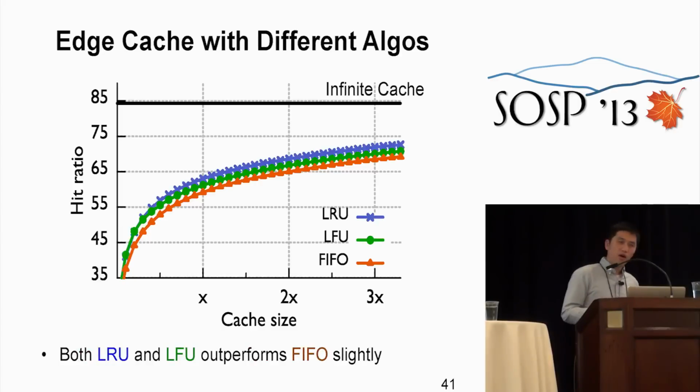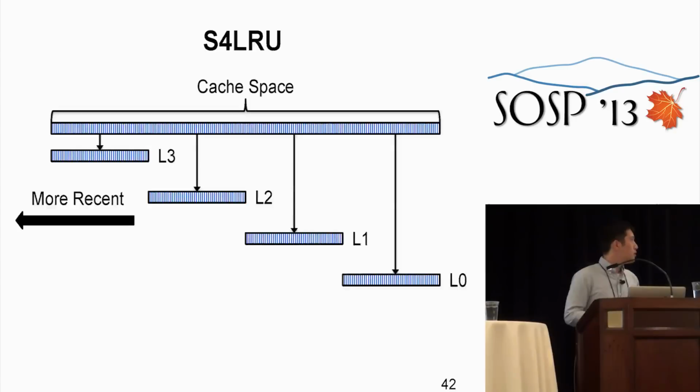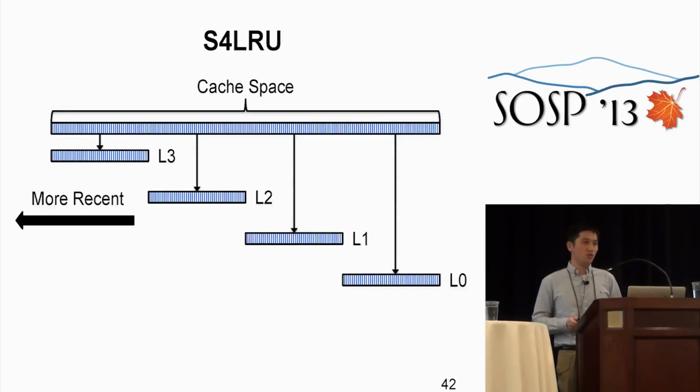We first try LRU and LFU. Both are widely known and easy to implement. They work slightly better than FIFO, but are not that exciting. We also try a whole bunch of other algorithms from the literature. The final winner is S4LRU. What does it mean? What is S4LRU?